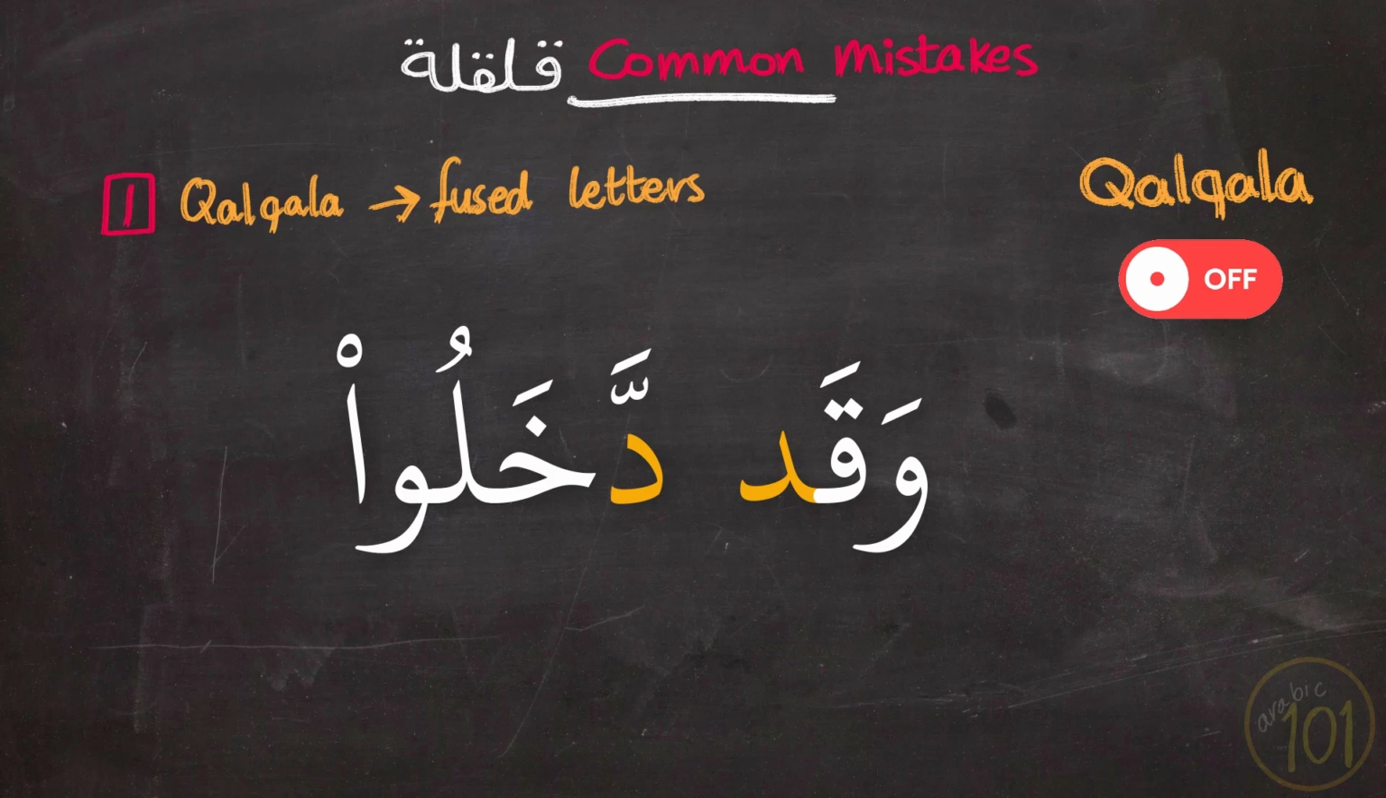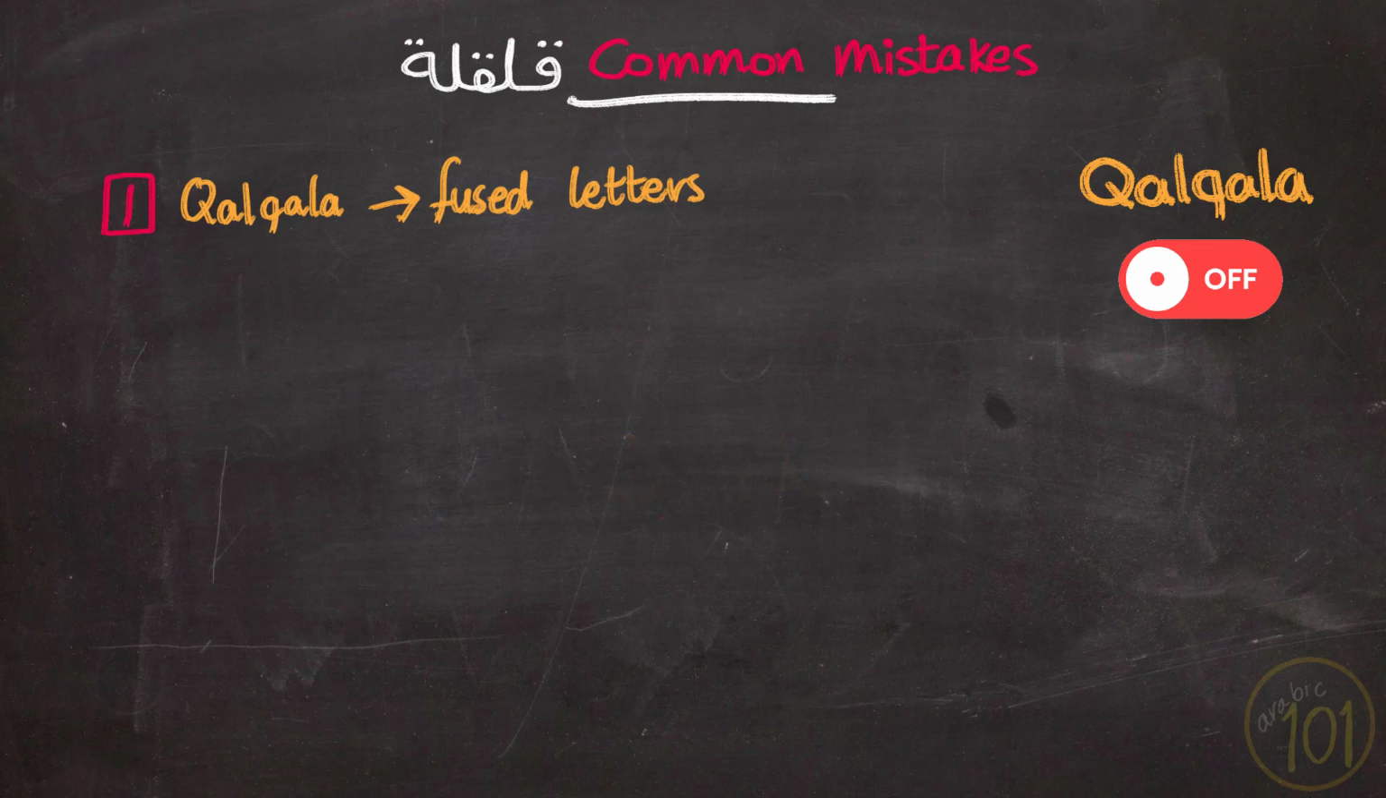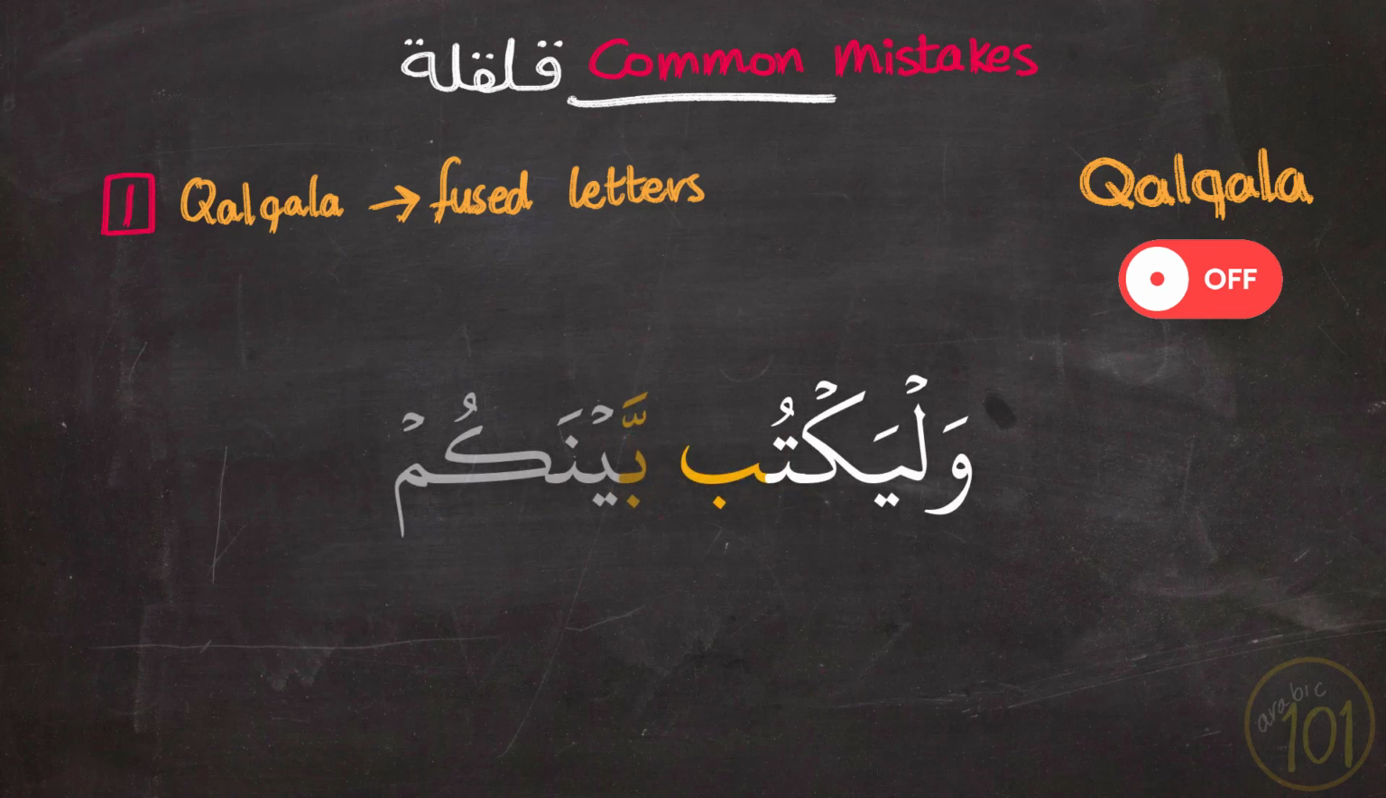Let's have a look at another example, this time with the letter ba. So here it would be wrong to say وَلْيَكْتُبْ بَيْنَكُمْ, but you should say وَلْيَكْتُبْ بَيْنَكُمْ. So the ba at the end of yaktub will be fused with the ba at the beginning of the word بَيْنَكُمْ to become one ba that does not have Qalqalah.